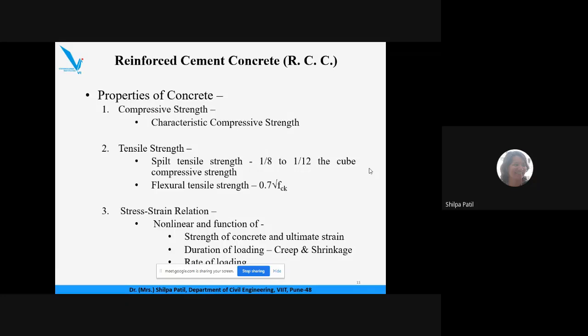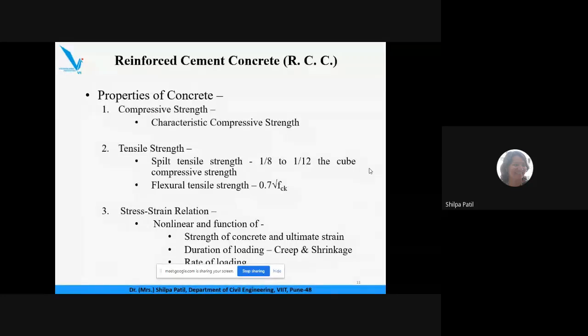Now, for concrete, I don't think that you have conducted this study. Am I right? You have not plotted the stress strain curve for concrete. Yes, ma'am, we haven't performed. Okay.